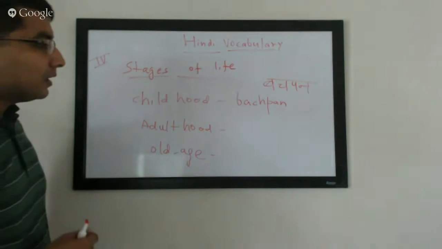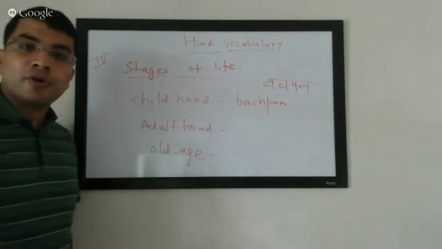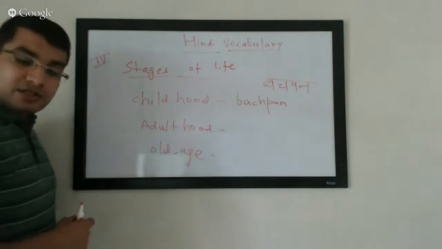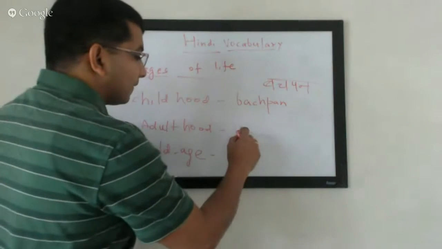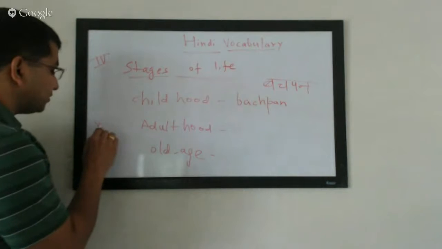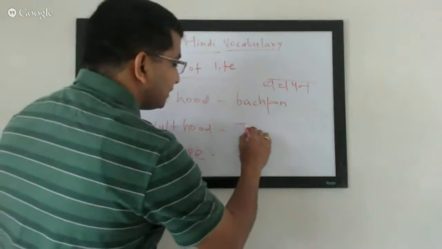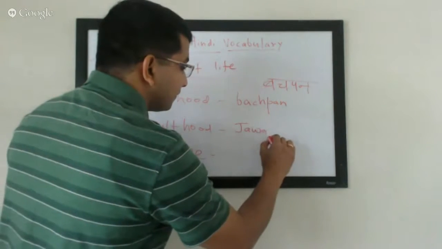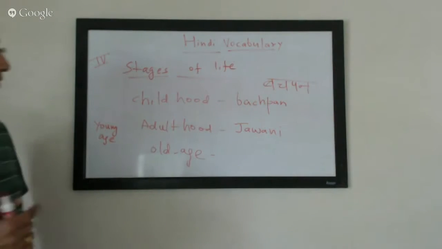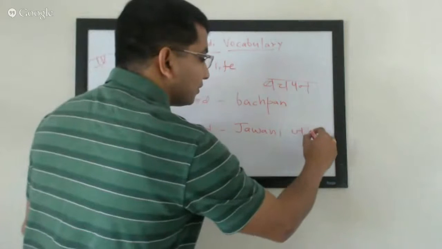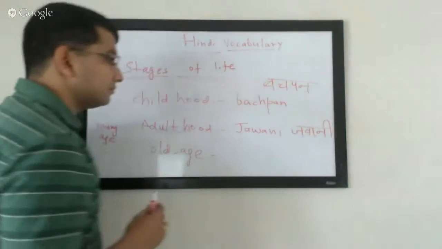You can use these words when you're introducing yourself to someone else and when you're talking about your childhood. Right? Next one is adulthood, young age. Can also refer to as young age. Jawani, and that's the word we have used here. So it's Jawani.